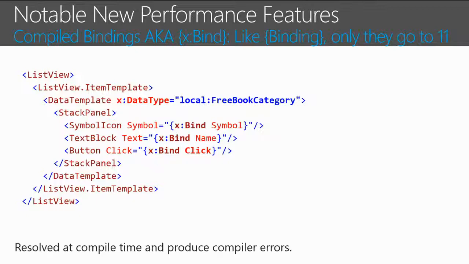It's basically compiled bindings, which means when you're actually creating these kinds of bindings, we resolve them at compile time. So if you misspelled, for example, symbol, now you will actually get squiggly lines in Visual Studio, and you will be shown that it's a compile time error. So you can immediately fix it instead of waiting for your app to throw you an exception and then figuring out what happened.